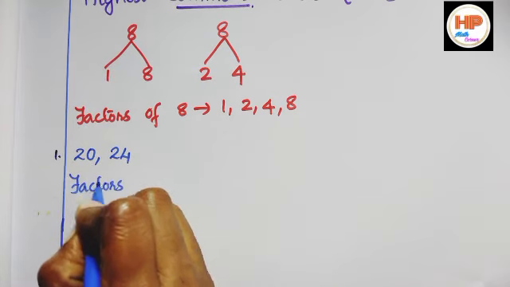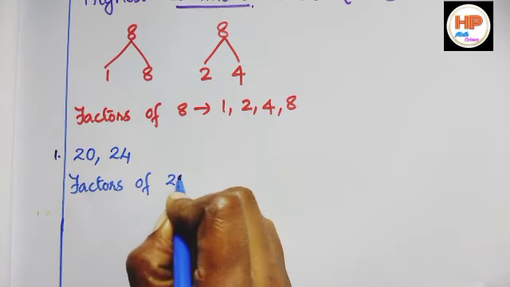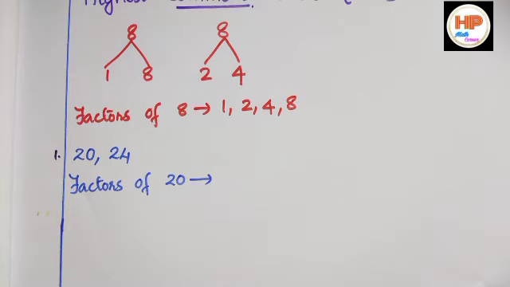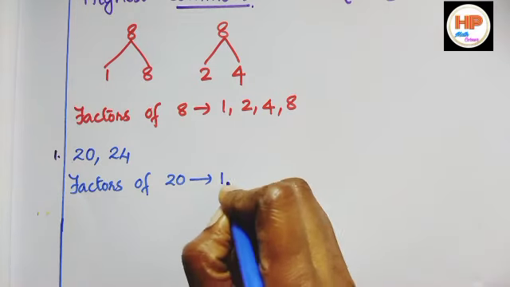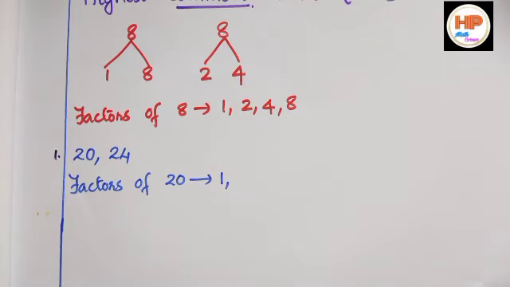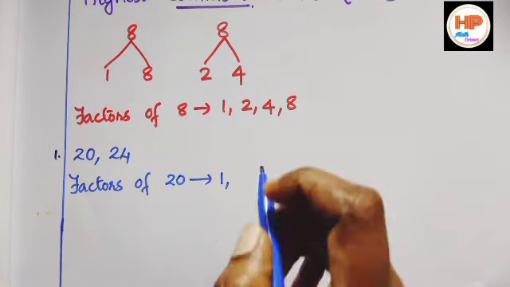Factors of 20. 1 is a factor of every number, right? Yes, so 1 can be written. Then 20. 20 is an even number. So 2 is a factor.